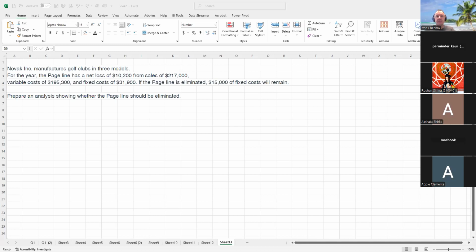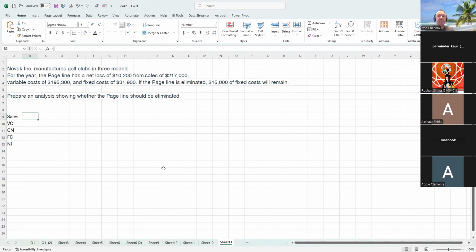Okay, so let's see what format they want. We're going to have sales, variable cost, contribution margin, fixed cost, and then operating net income. What we're chasing is a contribution margin loss to be less than the fixed cost saved. Make sense? If we save more on the fixed cost than we're losing on the contribution margin, go for it. If not, no.